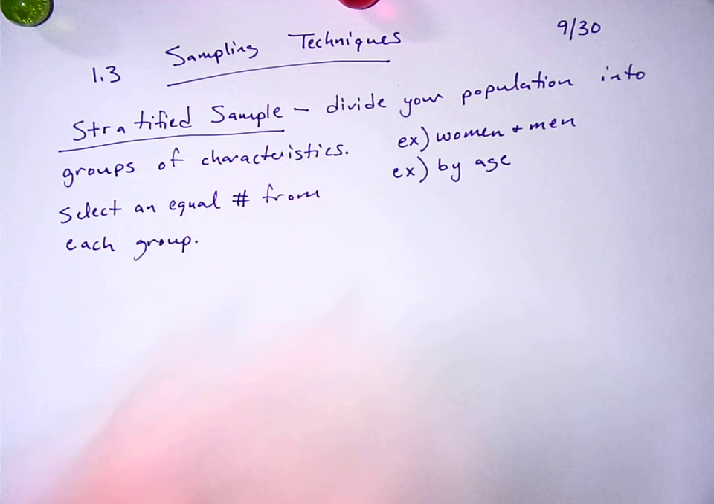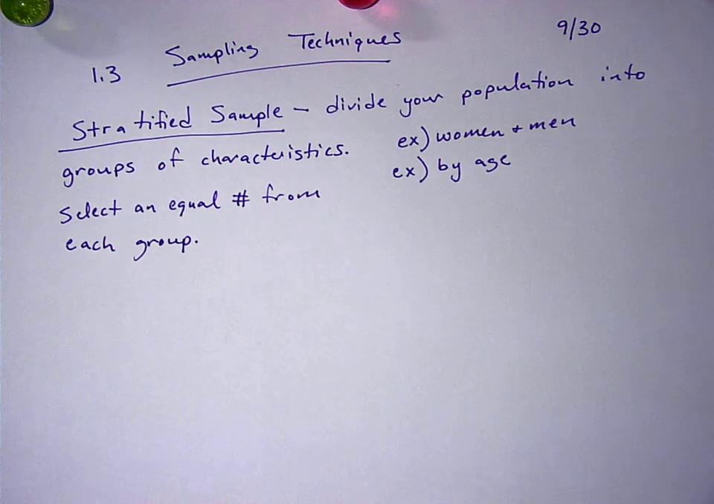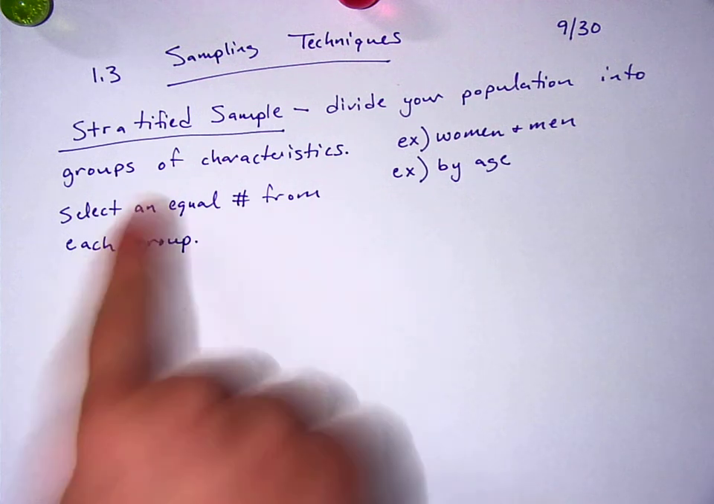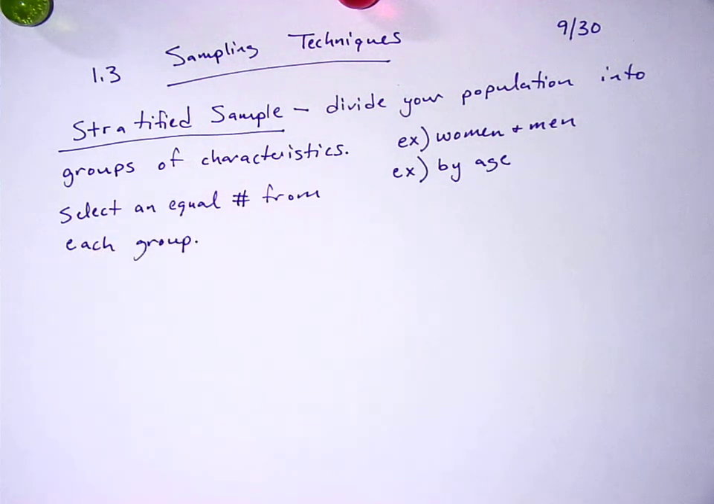So, let's say you're doing a study about how a certain drug is affecting a person's heart rate. And you don't just want to have men in that study because women are different than men. You don't just want to have old people in that study or young people in that study because they are different. So those are examples of times when you would want there to be a variety and a forced variety. So that's what stratified is.